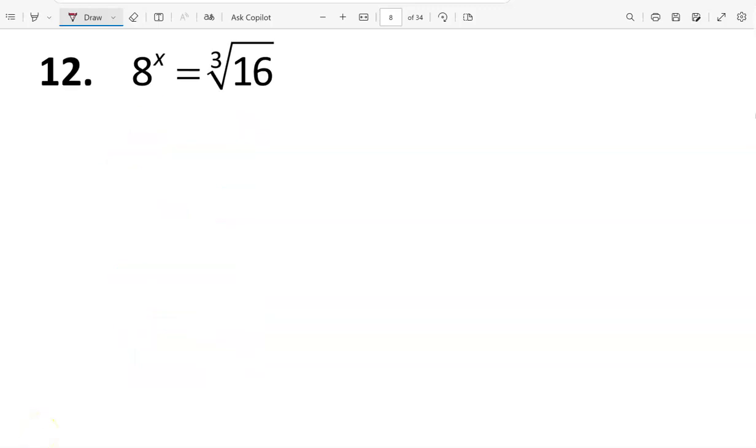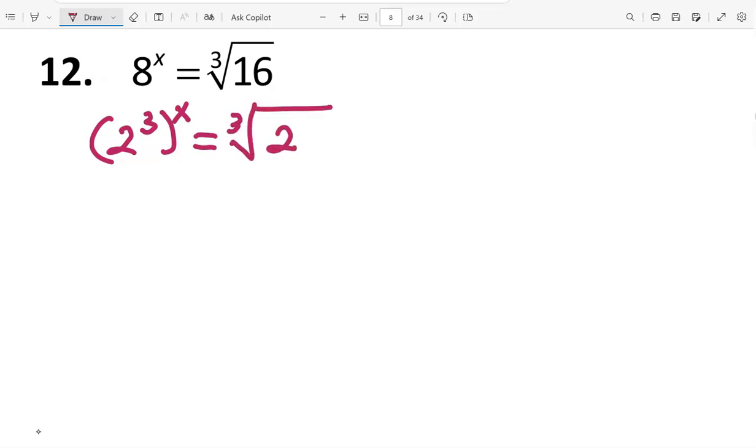In number 12, both sides can be re-expressed as powers of 2. 8 is 2 cubed, so now we have 2 cubed to the x power is equal to, and 16 is 2 raised to the 4th power. On the left side, we have 2 to the 3rd power raised to the x, and when we raise a power to a power, we multiply exponents, so that's 2 to the 3 times x.